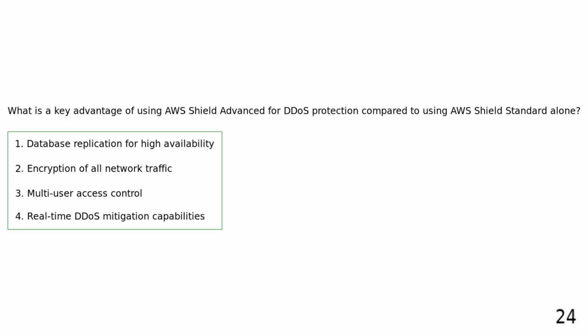What is a key advantage of using AWS Shield Advanced for DDoS protection compared to using AWS Shield Standard alone? Database replication for high availability. Encryption of all network traffic. Multi-user access control. Real-time DDoS mitigation capabilities. A key advantage of using AWS Shield Advanced is its real-time DDoS mitigation capabilities compared to using AWS Shield Standard alone.